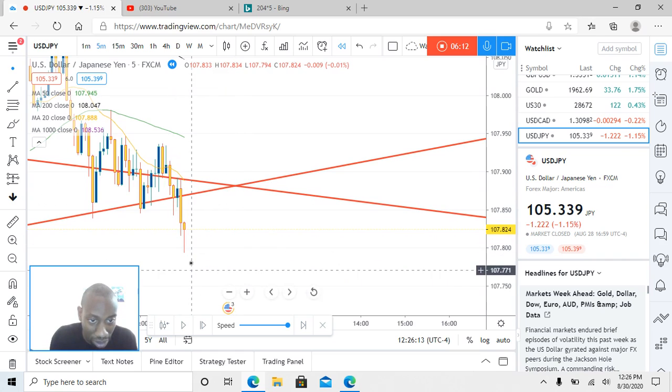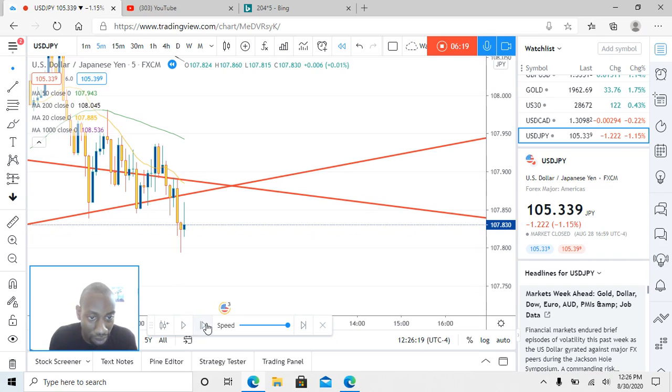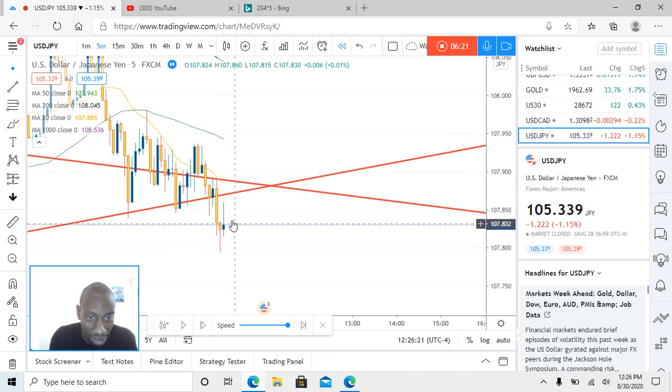Okay, we got this situation. We got a nice exhaustion. We can see more exhaustion wicks. So let's see if we can get a nice little pullback. Not really nice, but we see a nice wick down. So, bears are really in control, I can see here. It's a nice fight going on right here.